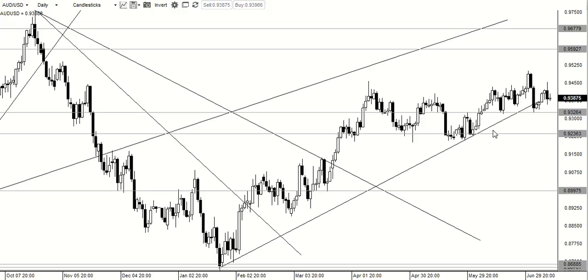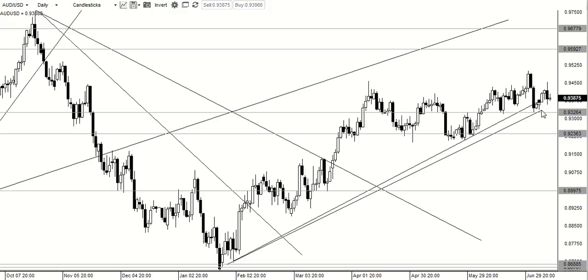And even with this trend line, actually it's not quite as precise as it should be on this daily, but that's okay. It still didn't break. There you go. Still working out. All right, that's it for the Aussie.